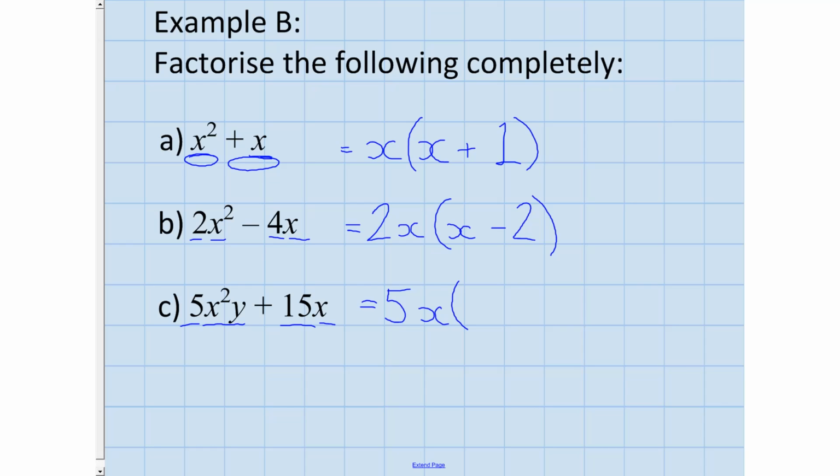And again, to get from the 5x to the first term 5x squared y, well, to get from 5 to 5, I don't need anything. To get from x to x squared y, well, I need an x to make it x squared, and I need a y to make it x squared y. And finally, to get to the second term, I need to get from 5x to 15x. So to get from 5 to 15, I need to times it by plus 3. And to get from x to x, well, I don't need to times it by anything. Well, I need to times it by 1, which just won't make any difference. So 5x, and then in brackets xy plus 3.